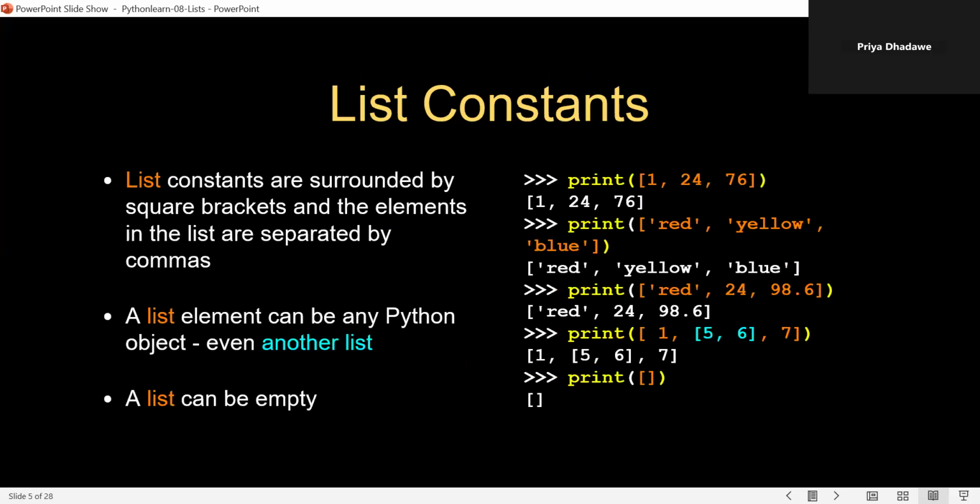So these list constants are surrounded by square brackets, and the elements in the list are separated by commas. As you can see, this is the square bracket. In the square brackets, the values are separated by commas. Okay. So a list element can be any Python object, even another list. List can also be empty. Over here in the example, you can see the opening square bracket and closing square bracket mentions that this list is empty.